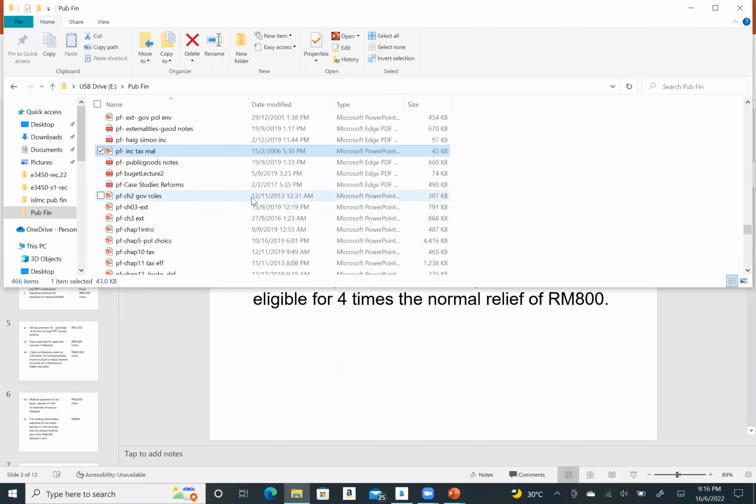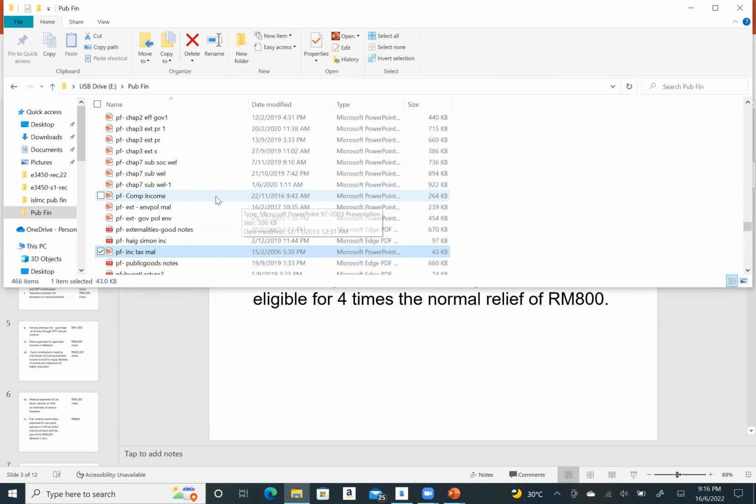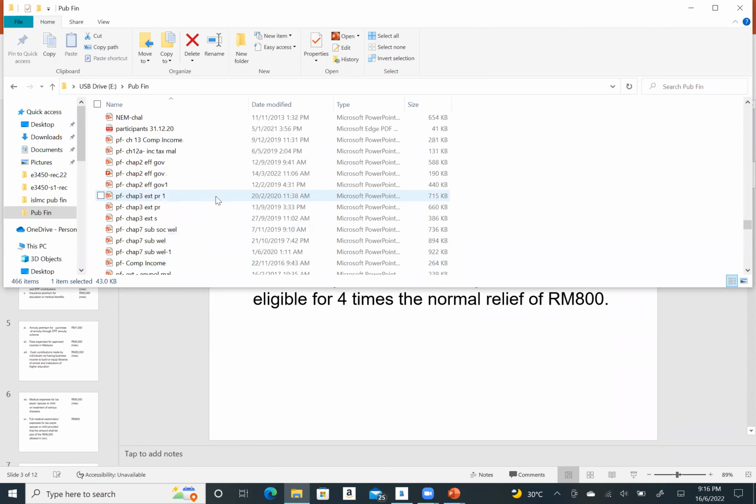Before we do this income tax Malaysia, we want to do something about the concept of income tax. Comprehensive income. Income tax Malaysia.